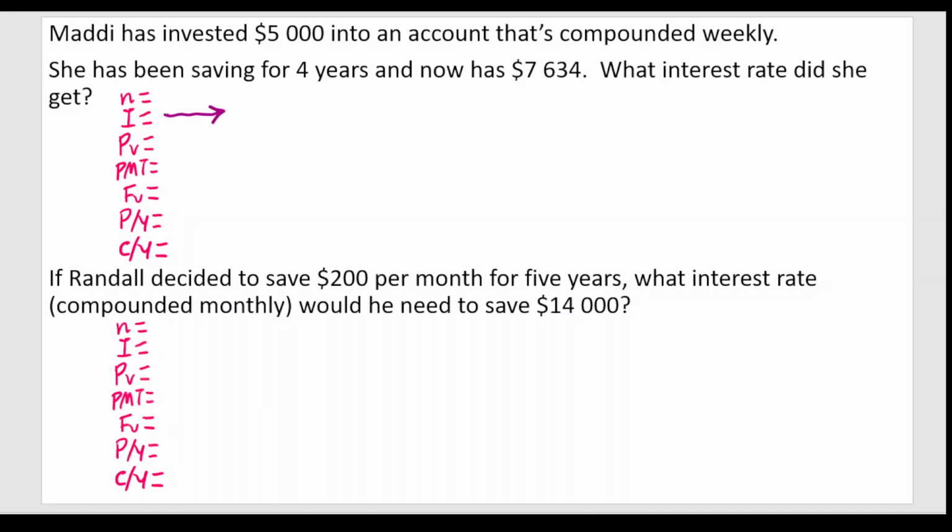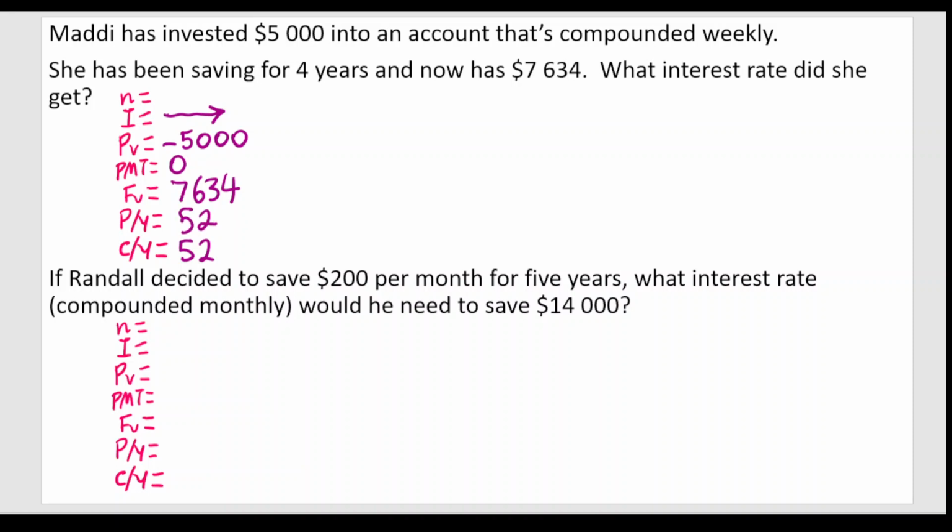She's investing $5,000, which means that's our PV. So negative 5,000. There is no regular payment, so we call that 0. And we know the future value because she ends up with 7,634. That is going to be a positive because that's how much she has afterwards. It's compounded weekly, so we say that's 52. And because there's no payment, we just say that the PY is also 52.